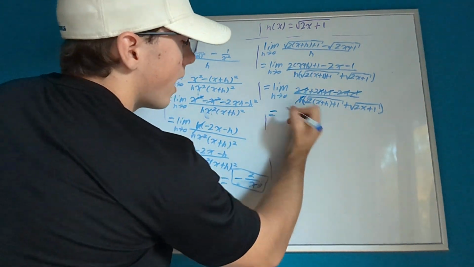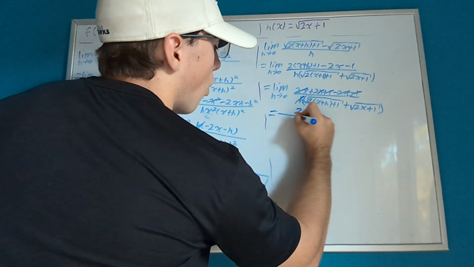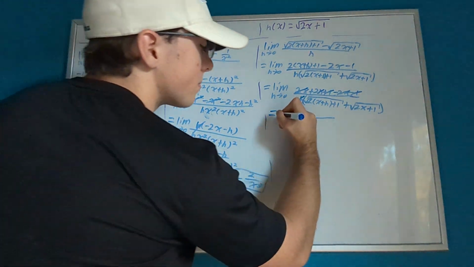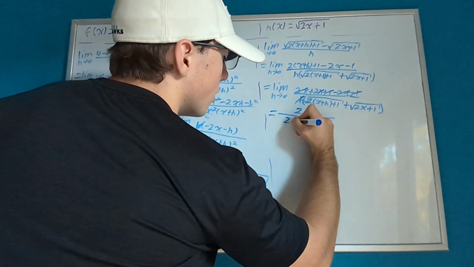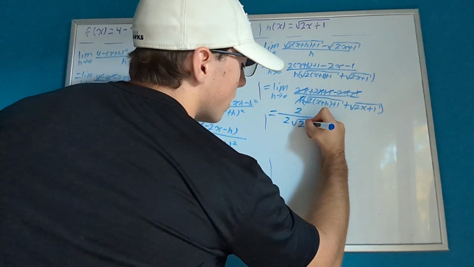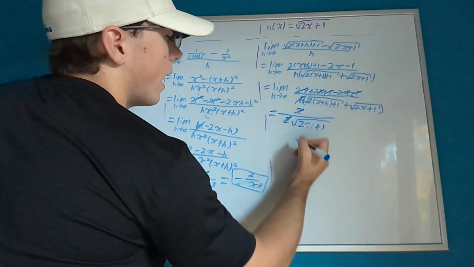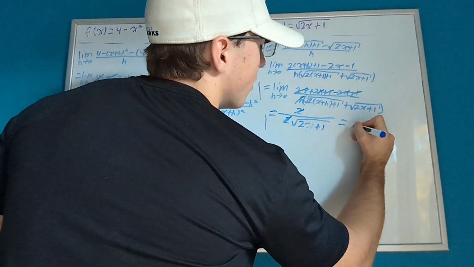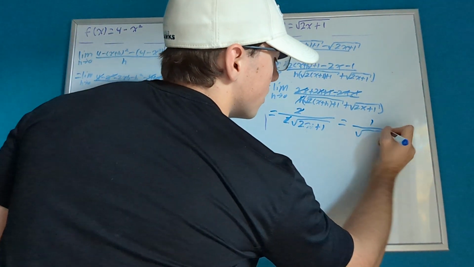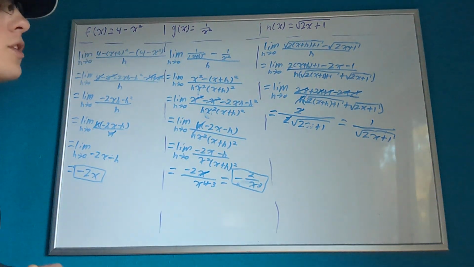And now we can just plug in h equals 0 down here. So we're left with 2 over 2 times the square root of 2x plus 1, right? So then these 2s can go, and we're just left with 1 over the square root of 2x plus 1. And that is our derivative.